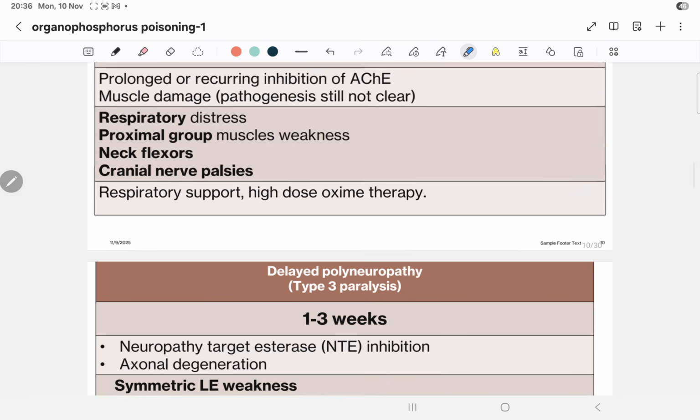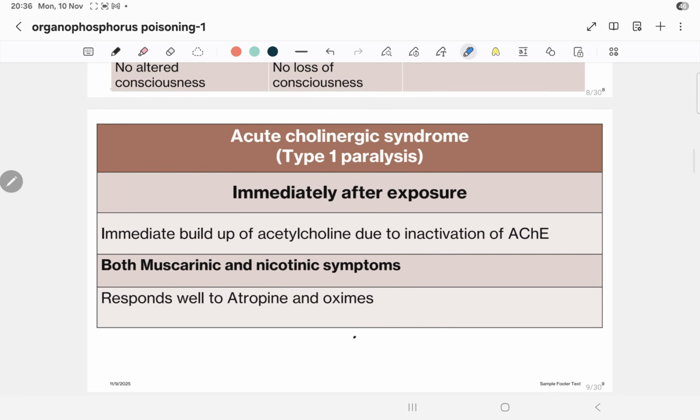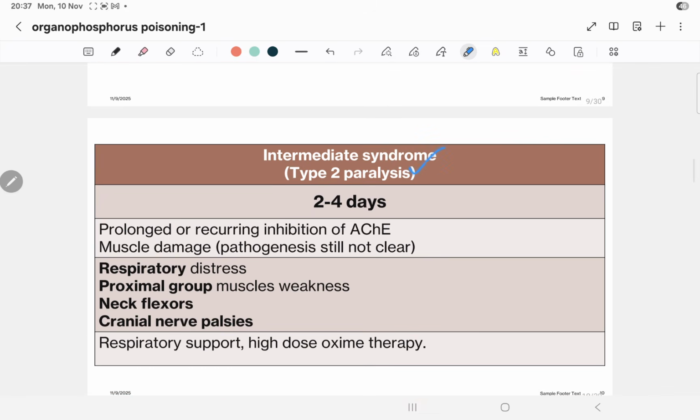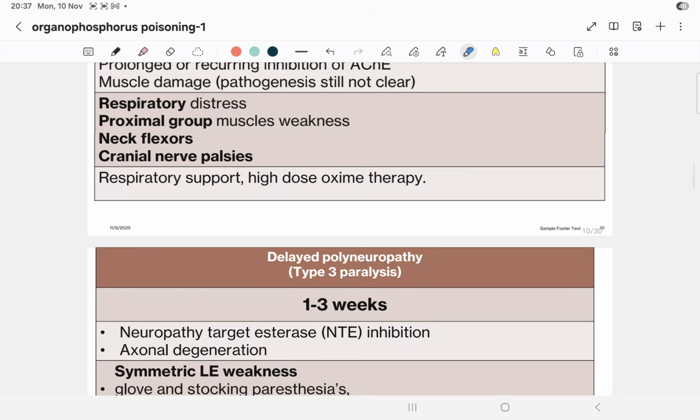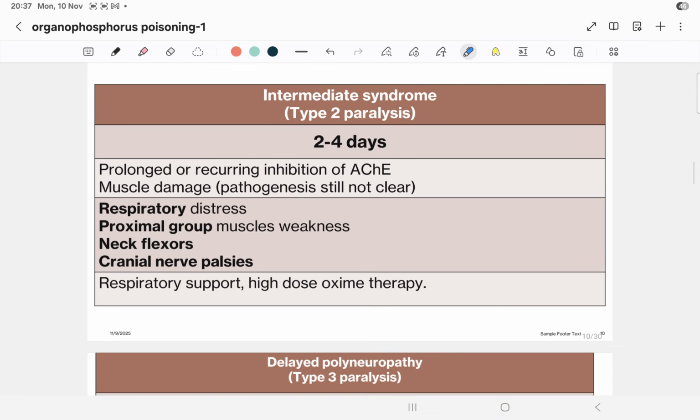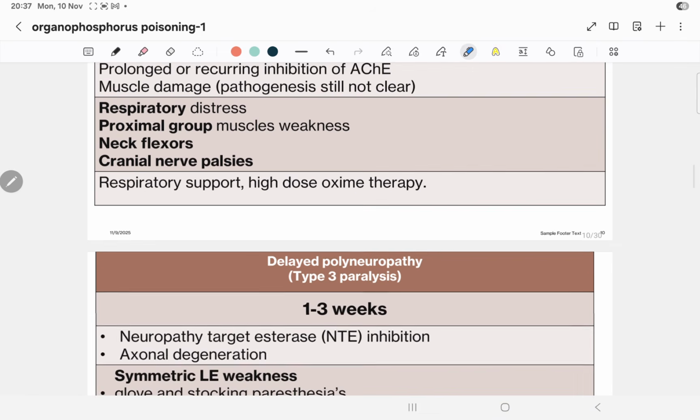Now I want to ask you a question. Suppose a patient of organophosphorus poisoning comes to you with acute cholinergic syndrome. You give oximes and you give atropine and the symptom resolves. Will you discharge the patient? No, you will not discharge the patient. Why? Because there is a possibility that intermediate syndrome can develop, and there is a possibility that delayed polyneuropathy can develop. So you will keep that patient under monitoring for at least 6 to 8 days to rule out the possibility of intermediate syndrome and delayed polyneuropathy.